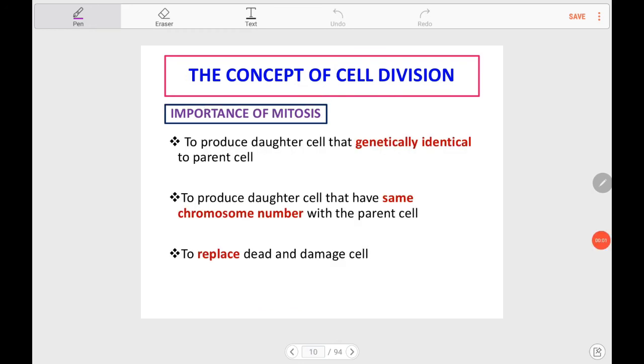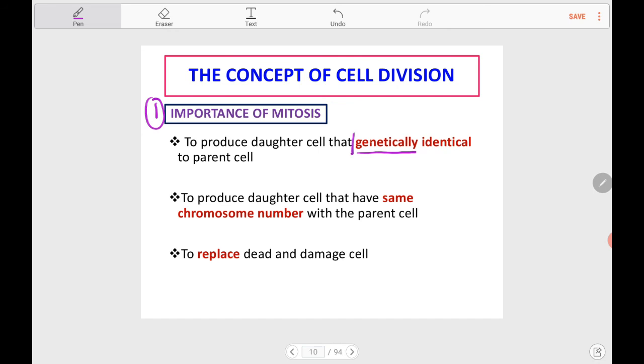Next, we look into specifically the importance of mitosis or meiosis. So the first one, we look into the importance of mitosis. So for mitosis, mainly the function of mitosis is to produce daughter cell that is genetically identical. Maksudnya, parent cell and daughter cell, in terms of their DNA, their genetic composition, they are identical.